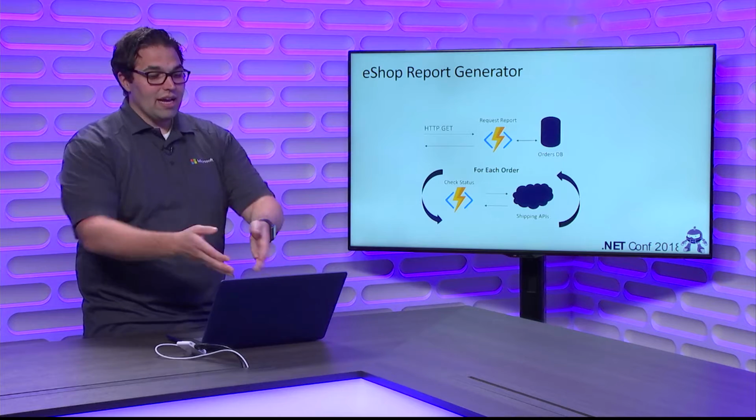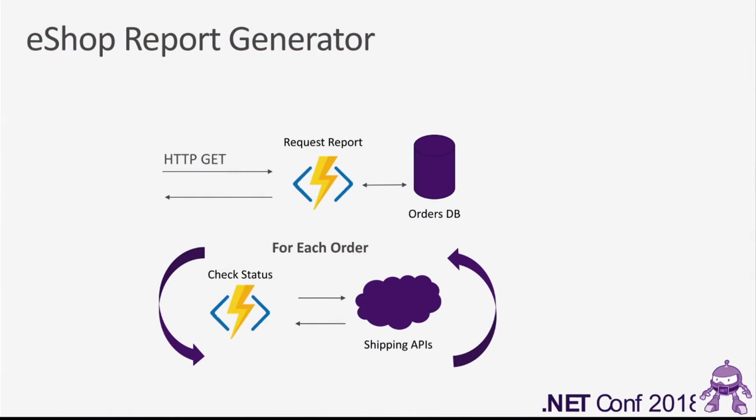Because if you look at the diagram here of what I actually need to happen, I have my orders database, which for Shoppity is Cosmos DB. And I'm going to say, hey, give me the last 7 days of orders. And there might be 10,000 orders there, 1,000 orders, I don't know. It's going to be indeterminate. It's going to change every time I run the report.